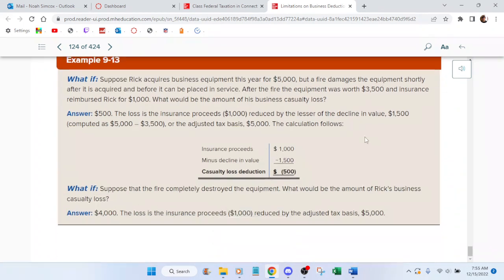Now we have an example. Suppose Rick acquires business equipment this year for $5,000, but a fire damages the equipment shortly after it is acquired and before it can be placed into service.